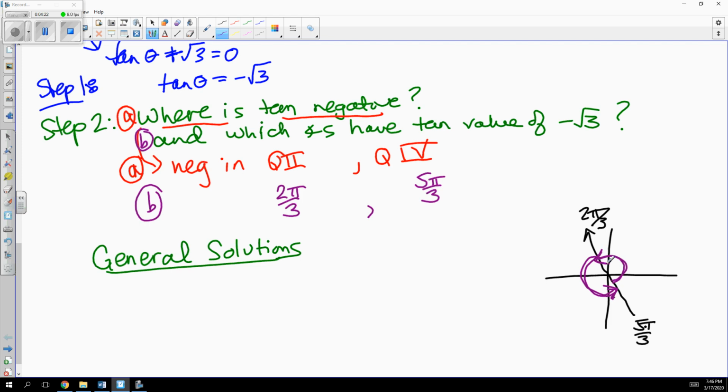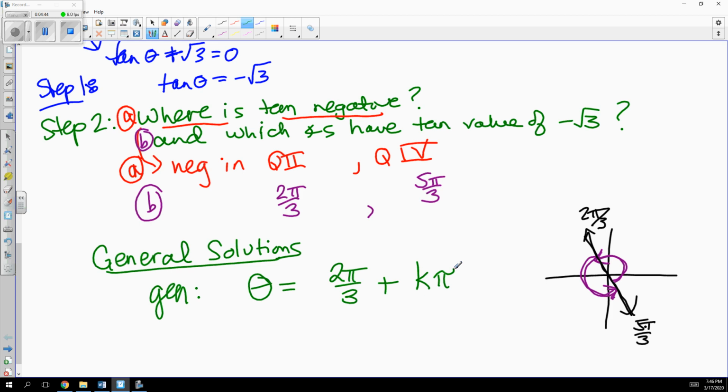So to get from 2 pi over 3 to 5 pi over 3, you should just be able to notice that since they kind of lie in a straight line, you could just add pi. So the general solution is going to be theta equals 2 pi over 3 plus k pi. Okay, and I think it's going to ask you for something like that.